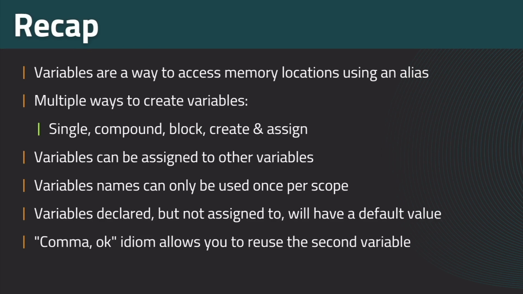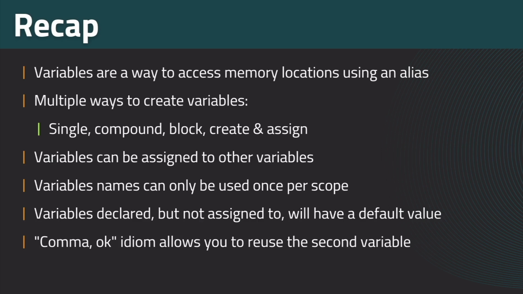Let's recap. Variables are a way to access memory locations using an alias. There are multiple ways to create variables. We can create variables on their own. We can make compound assignments. We can create variables using blocks. There's also the create and assign operator. Variables can be assigned to other variables, and variable names can only be used once per scope. This means once you create a variable, you're unable to create another variable of the same name.